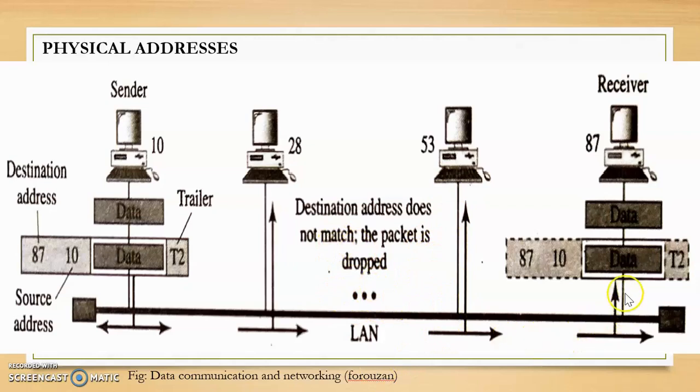Once the frame reaches the data link layer of this device, it will know that the receiver's MAC address mentioned in the frame matches with its own MAC address. So it will remove the headers and trailers and pass the data to the network layer. That is, we can say that it is decapsulated and passed on to the higher layers.